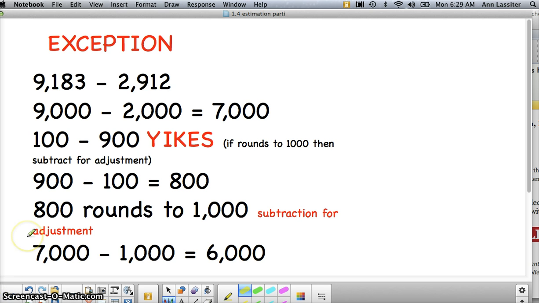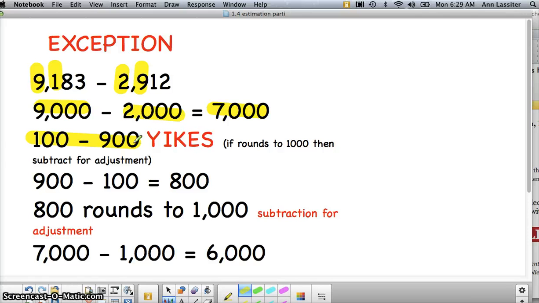Now, here is the exception. I take the front end. I do 9,000 minus 2,000, and I get 7,000. Now, when I look in the next column of the hundreds, I have a 1 and I have a 9. And I have to do 100 minus 900. This is when I want you to say, yikes! Because we can't really do 100 minus 900 and stay in the positive numbers.